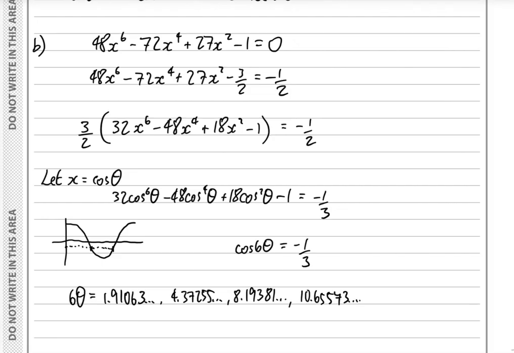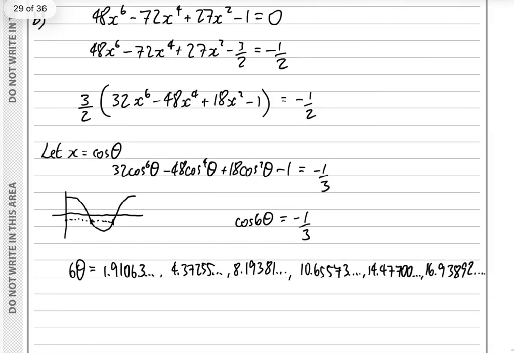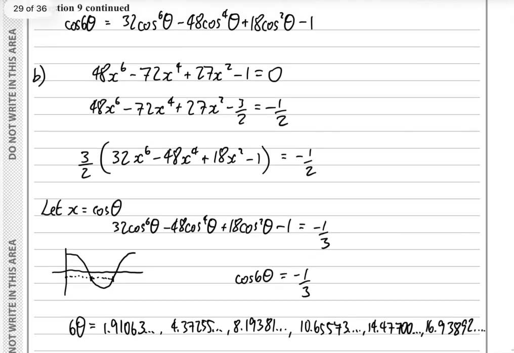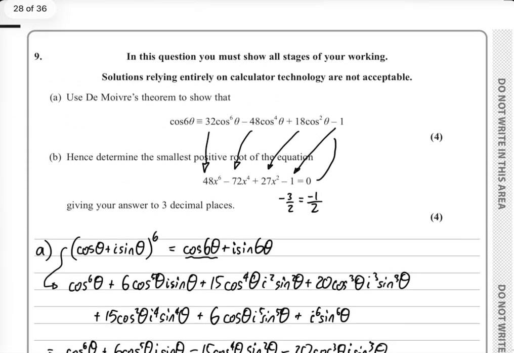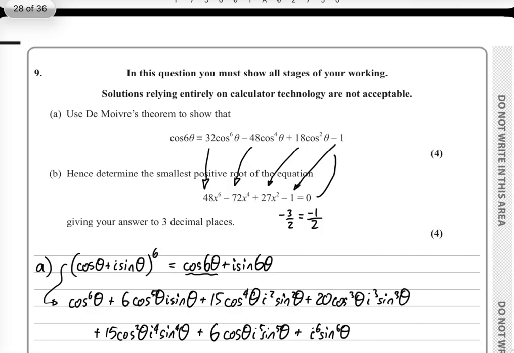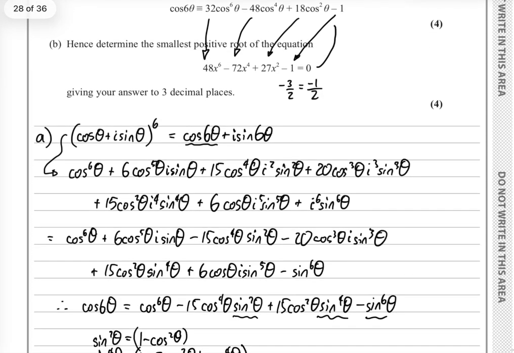Add 2 pi to the second one, I get 10.65573... Now if I add 4 pi to the first one, I get 14.47700... And 4 pi to the second one gives me 16.93892... Now if I divide all of these by 6, we find that they are still within the 0 to 2 pi range. And I've just realized I should have checked what the range was. It doesn't say, but we need the smallest positive root.